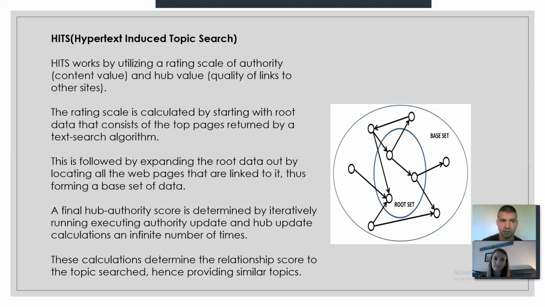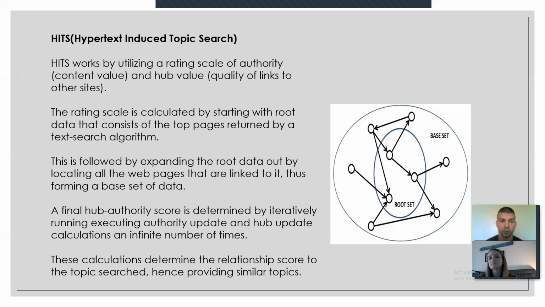Hypertext-induced topic search, or HITS, works by utilizing a rating scale of authority, basically the content value, and a hub value, which is the quality of the links to the other sites that it's connected to. The rating scale is calculated by starting with the root data set that you can see on the right-hand side in the center, that consists of the top pages returned by a text search algorithm. This is followed by expanding the root data out by locating all of the web pages that are linked to it, thus forming a base set of data, which you see on the right side on the outer perimeter.